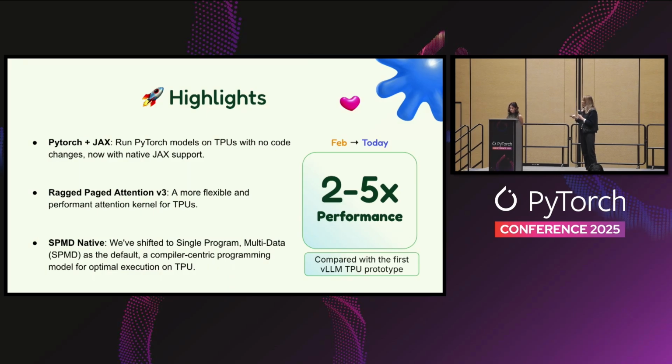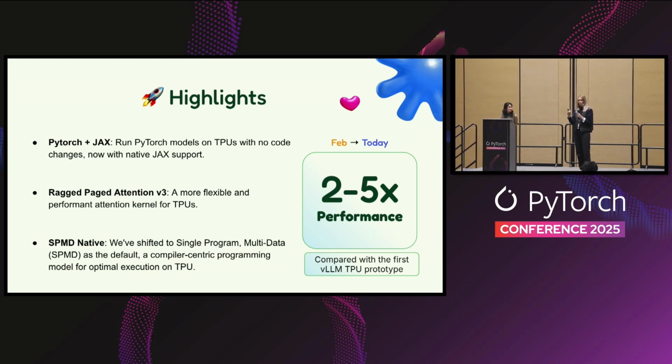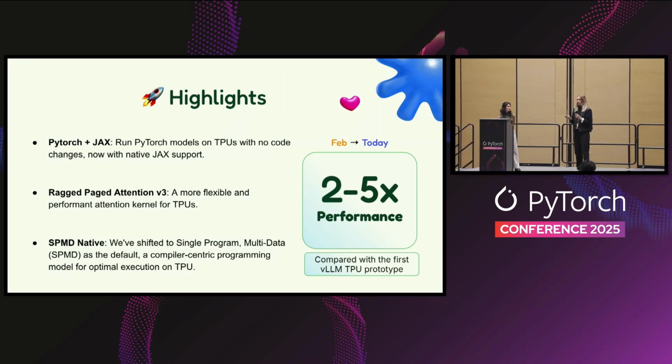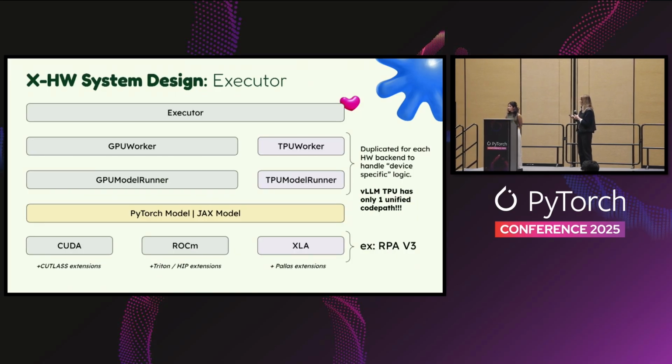And then we also adopted single program multi-data as the programming model for TPU as a default. And so this essentially creates one massive device and then shards the model across multiple devices under the hood very easily using the XLA compiler. And so what this produced was this 2 to 5x improvement in raw performance between February, which was our prototype, to today, which is now available as of last week. So we're pretty excited about that.